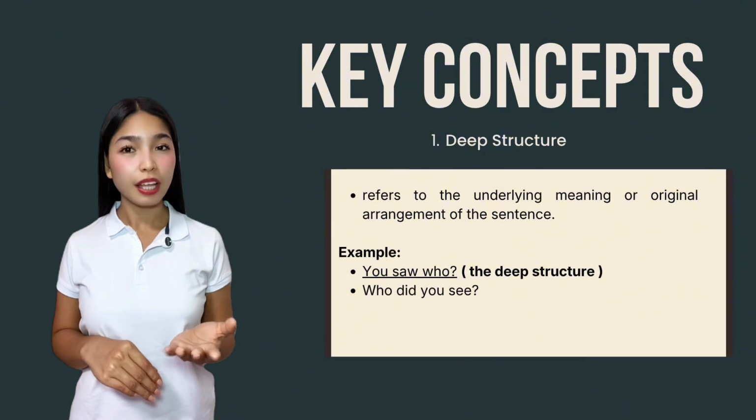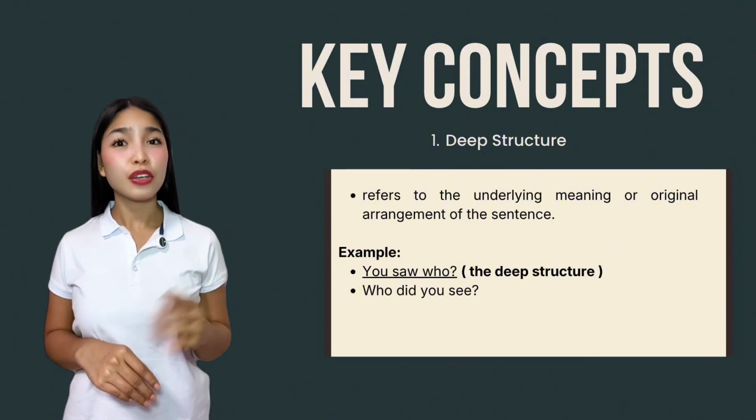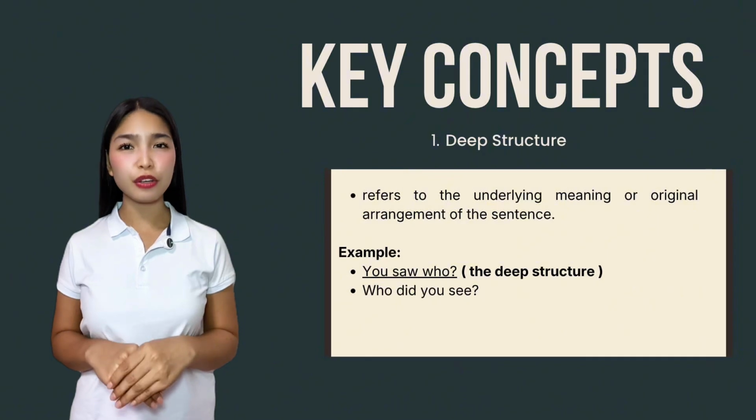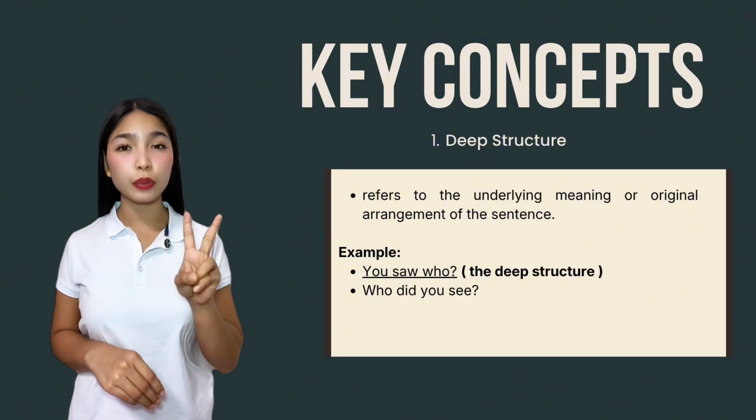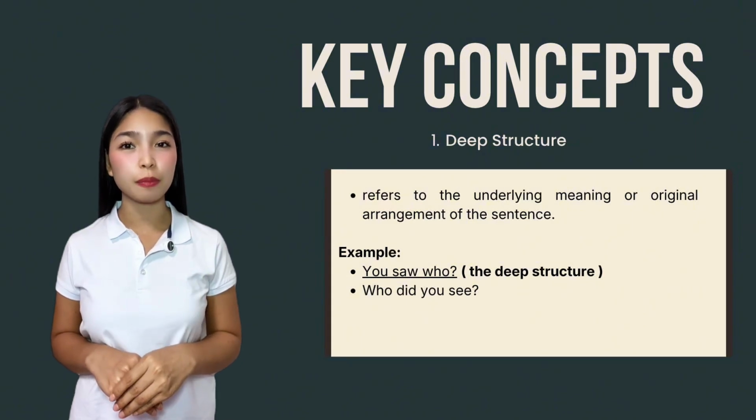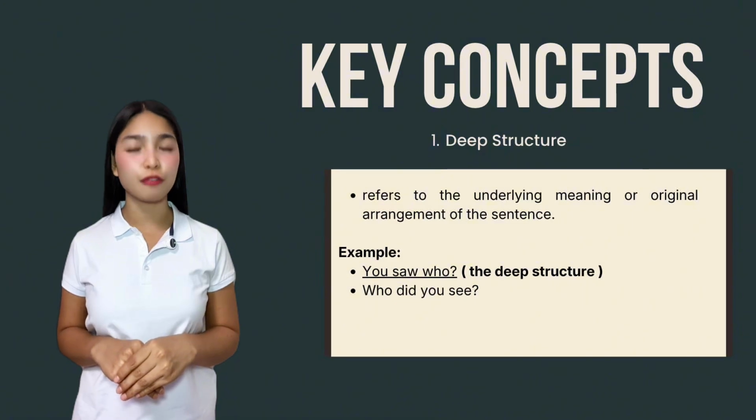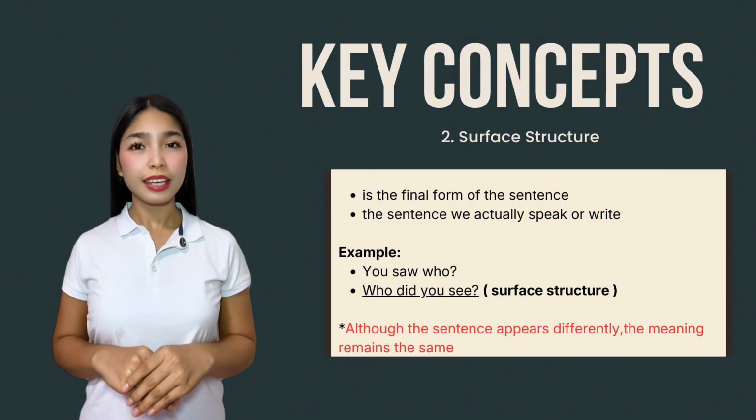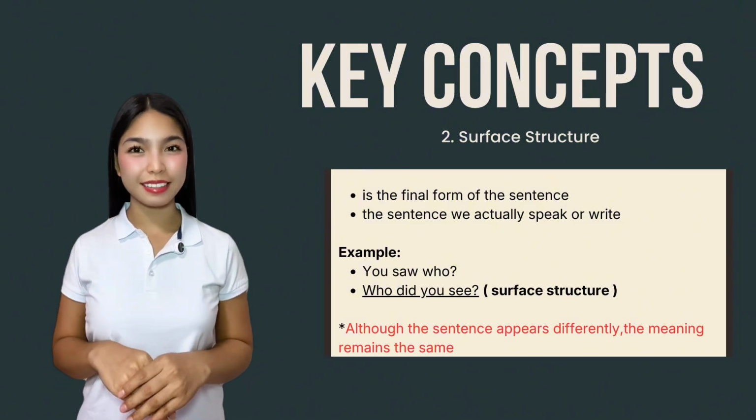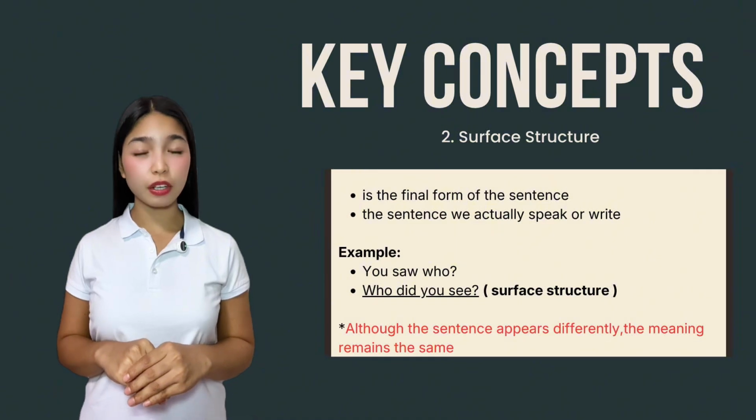For example, look at this sentence. You saw who? In movement theory, this is considered the deep structure because the word who is still in its original position as the object of the verb saw. Next is the surface structure. It is the final form of the sentence, the one we actually speak or write.